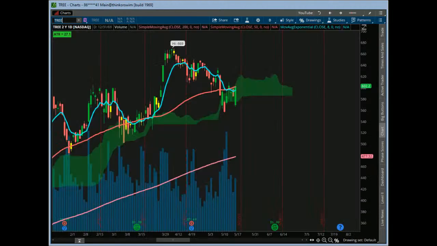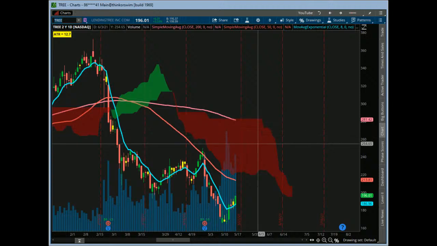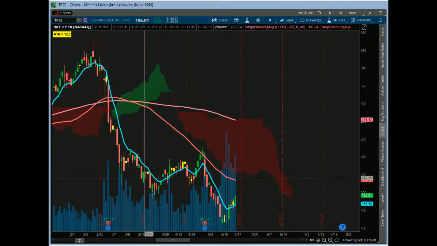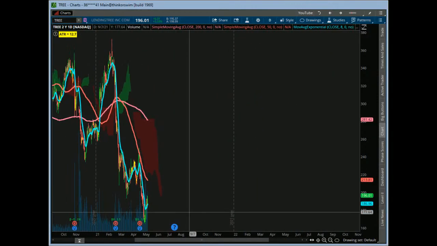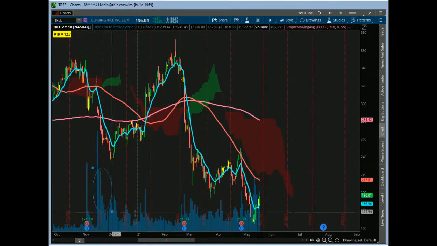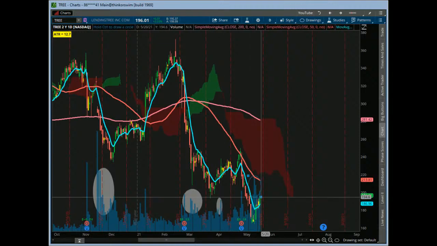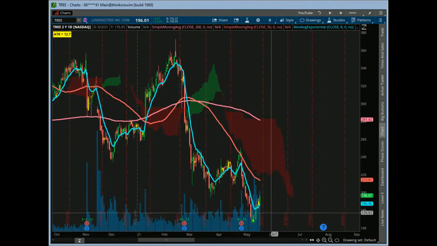Tree, let's take a look. So LendingTree, an inside day up here with increased volume. I like the volume that's coming in on this one, I really do. This is impressive. If you zoom out a little bit, this is pretty good volume. You had a lot of selling volume here, a little bit of volume here, some volume on the upside, and this is some pretty heavy volume. So there may be some accumulation going on there. I definitely think that's something to keep an eye on.